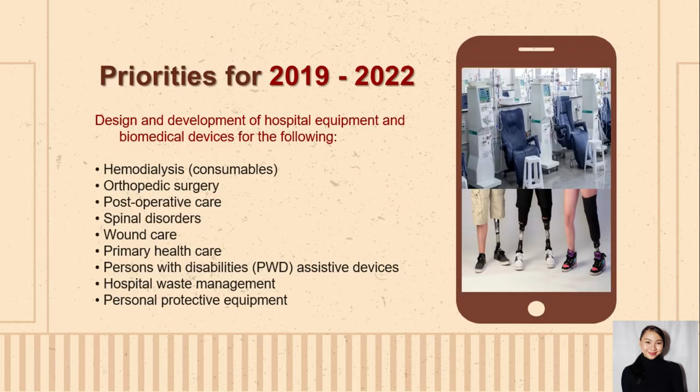So the priorities that they have for year 2019 to 2022 up until now are the design and development of hospital equipment and biomedical devices, which they focus on. Four is hemodialysis consumables. The consumables that are very important for hemodialysis are the dialyzers, the AV tubing sets, the fistula needles, sodium bicarbonate cartridges and bags, bicarbonate, and many more.